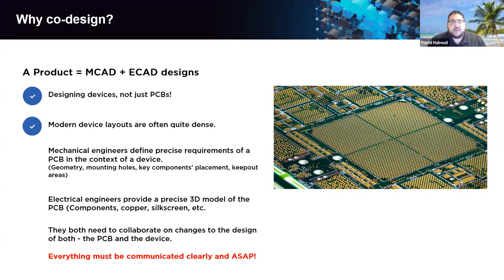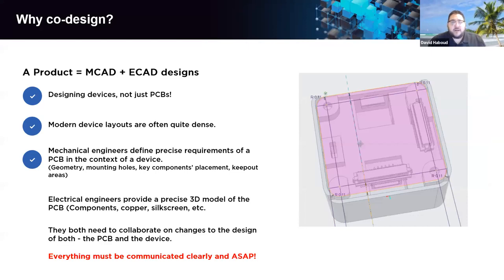You look at the mechanical engineers and you see that the mechanical engineer has to define the requirements of the PCB in the context of the device. They often give you the geometry, mounting holes, key placement of things such as the connectors, keep out areas, right? If you have a connector in an area that's not allowed, they need to define that. Otherwise, how is the electrical engineer going to know that? It's quite possible that in the context of the single PCB, that component can very well be in that area, but in the context of the entire product, that connector cannot stay in that area.